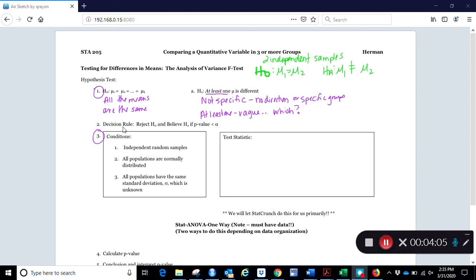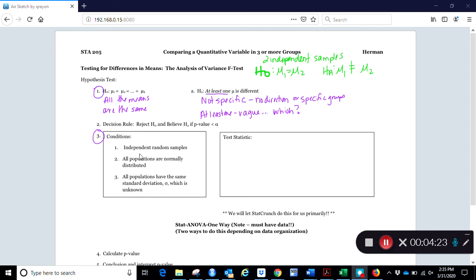Step 2 hasn't changed since the first day we did hypothesis testing. So it's still reject the null hypothesis and believe the alternative hypothesis when our p-value is less than our significance level of alpha. So that has not changed. Step 3 is our other big change.